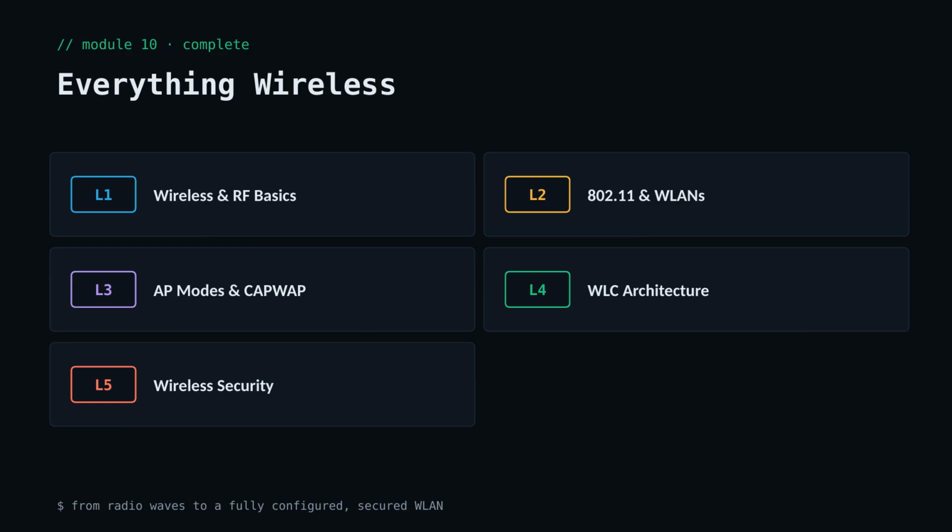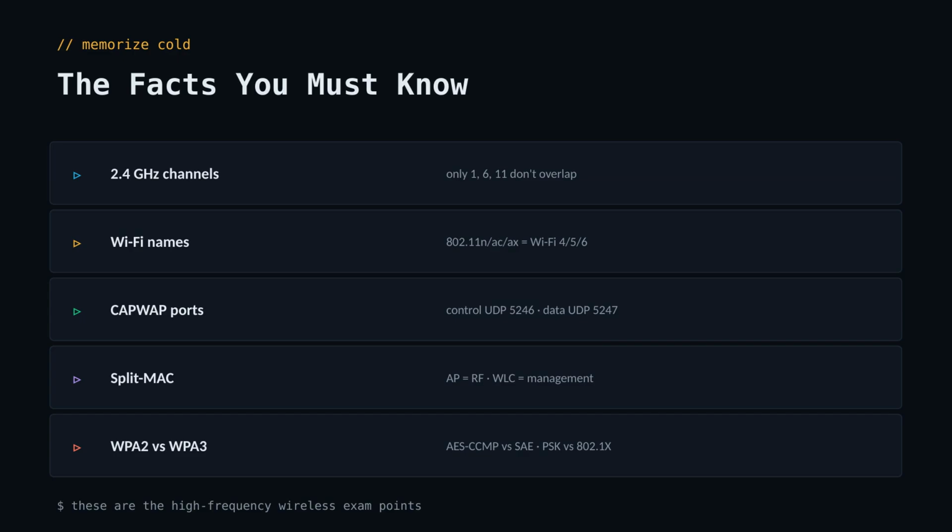into the exam. Before you close the book, though, there are a handful of facts you really do need to memorize cold, the ones that show up again and again on the exam. On 2.4 gigahertz, only channels 1, 6, and 11 are non-overlapping. 802.11 AC and AX map to Wi-Fi 5 and 6. CAPWAP runs on UDP 5246 for control and 5247 for data. Split-MAC means the AP handles real-time RF while the WLC handles management. And for security, WPA2 uses AES-CCMP with PSK or 802.1X, while WPA3 upgrades to SAE.